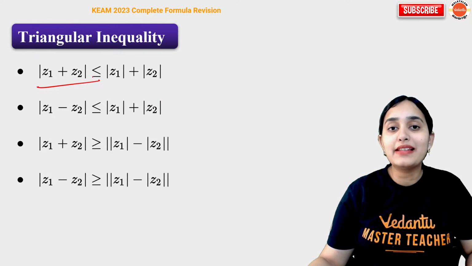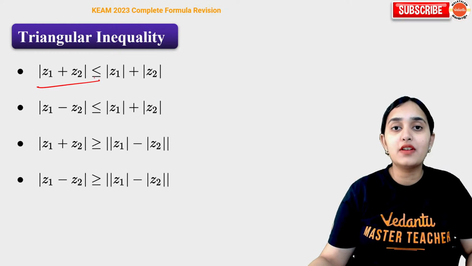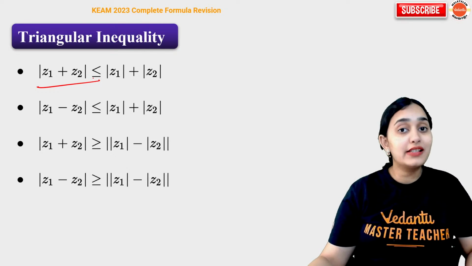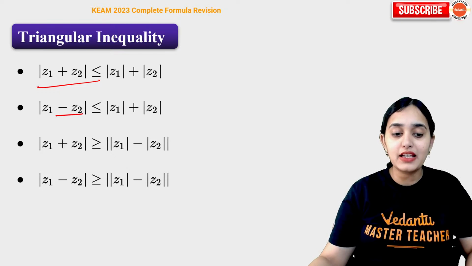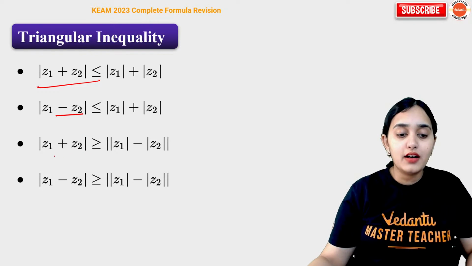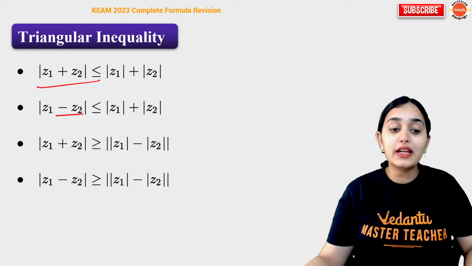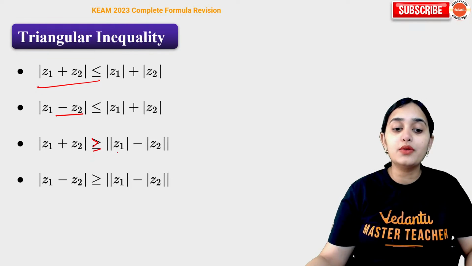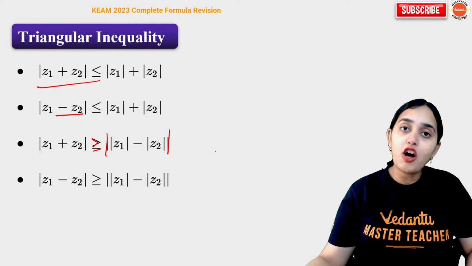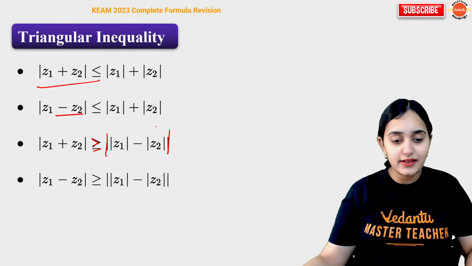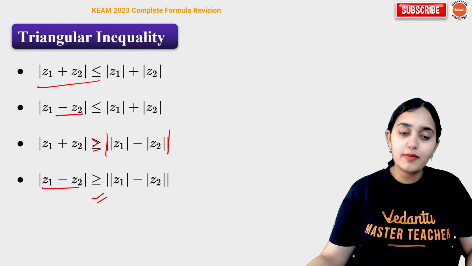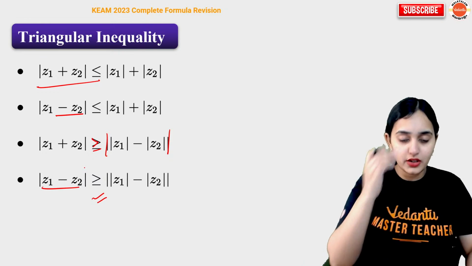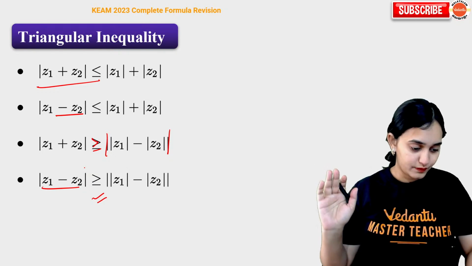Mod of z1 plus z2 is less than or equal to mod of z1 plus mod of z2. You cannot say it is directly equal to mod of z1 plus mod of z2. Similarly, for subtraction, mod of z1 plus mod of z2 is always greater than or equal to mod of z1 minus z2, and also greater than or equal to the modulus of mod z1 minus mod z2.